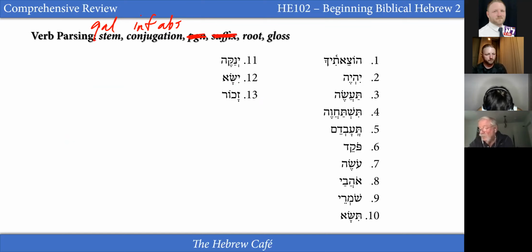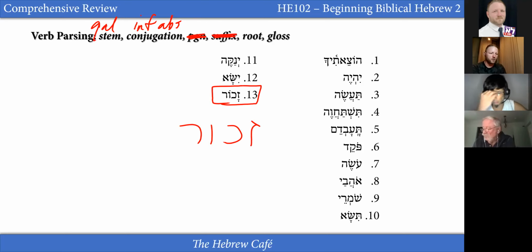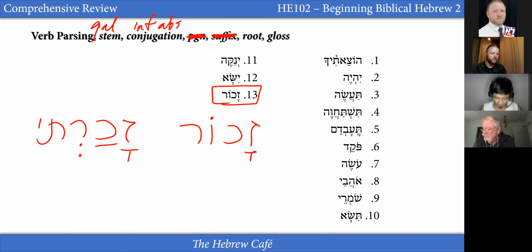So this would be to remember. Infinitive absolute is less to do something, and it's more the doing of it. Normally, it's not normal to use this as an infinitive, but it's used here where it says zachor et yom hashabbat l'kadesho. Remember the Sabbath day to keep it holy. Normally, we would say zachor zacharti. I have surely remembered.